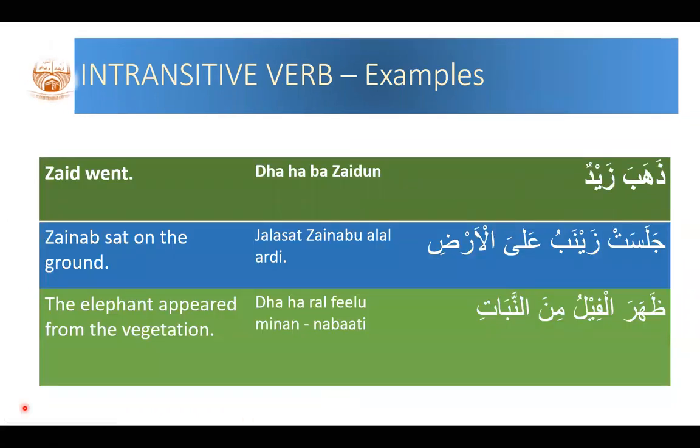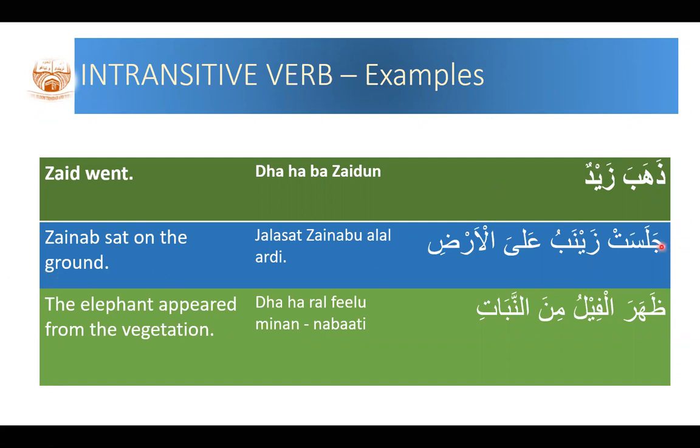Let's look at these examples here. We have, for instance, the first example, Zahaba Zaidun. What does this mean? Zaid went. That is complete sense. If we want to continue the sentence, then we can continue with a preposition and say Zahaba Zaidun ilal masjidi. However, all we need for complete sense here is the subject working along with the verb. So the verb zahaba is an intransitive verb. It does not take a direct object.